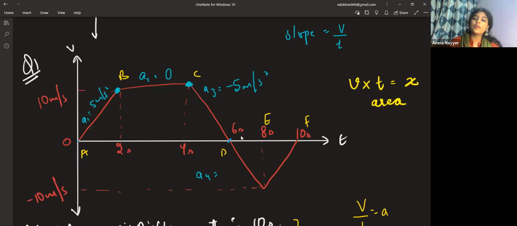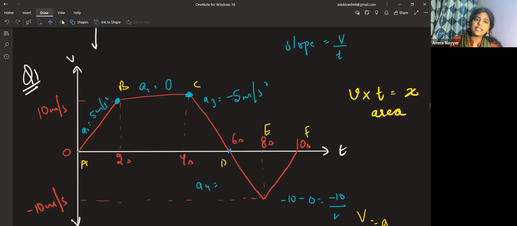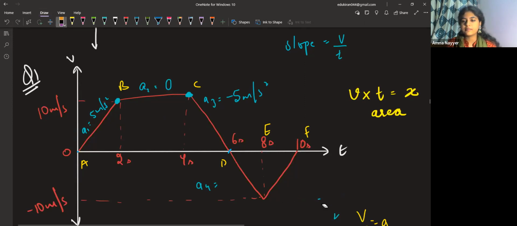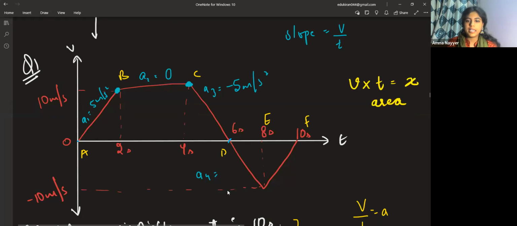Look at the graph. This is rising to minus 10, so it's negative. Minus 10. I'm just asking for this duration. This is rising to minus 10. So final minus initial: final velocity is minus 10. What is initial velocity? 0. So minus 10. And what is the time duration? 2 seconds, 6 to 8 seconds. This is still 2 seconds. So again, this will be minus 5. A4 will also be minus 5 meter per second square.